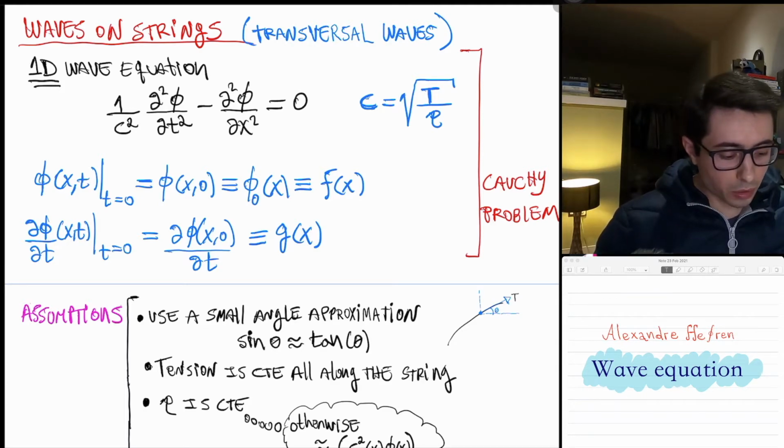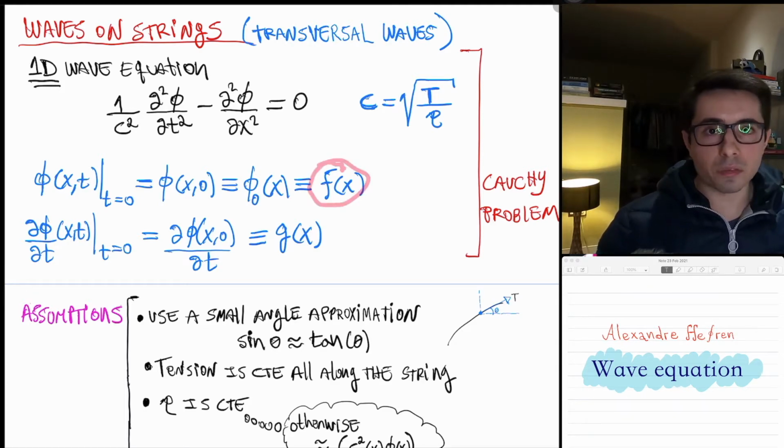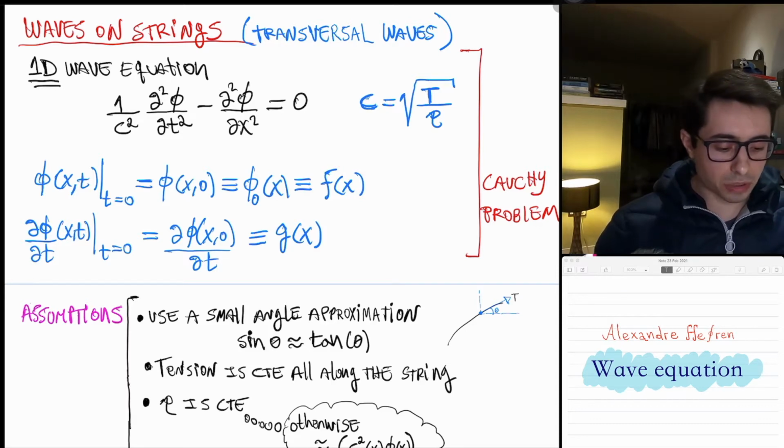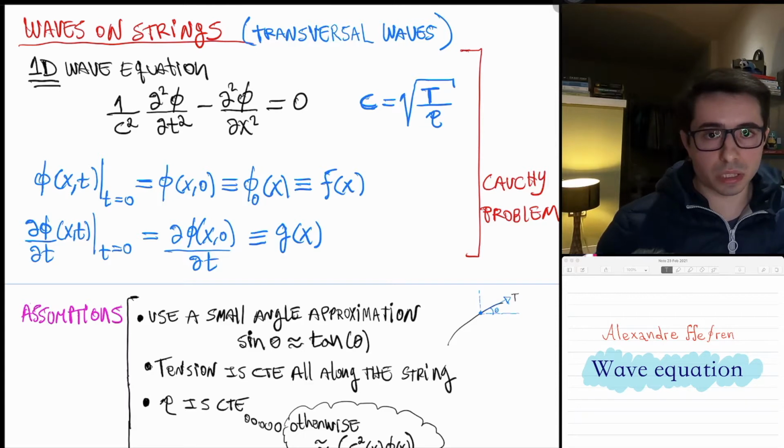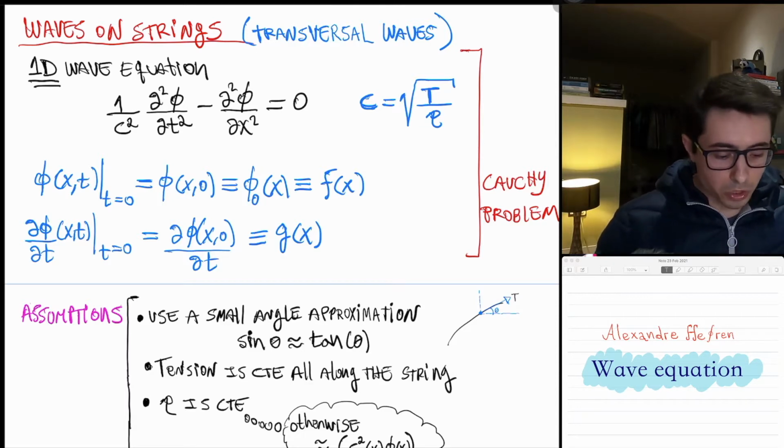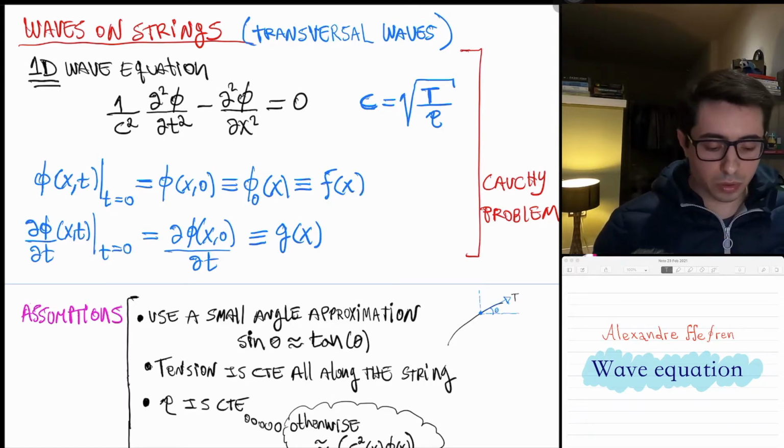But then we can also call this a function f of x, because this is a function of space, so we can just call this f of x. So for each point of the string we have an initial position, so that's a function, not a number. The same goes for the velocity.